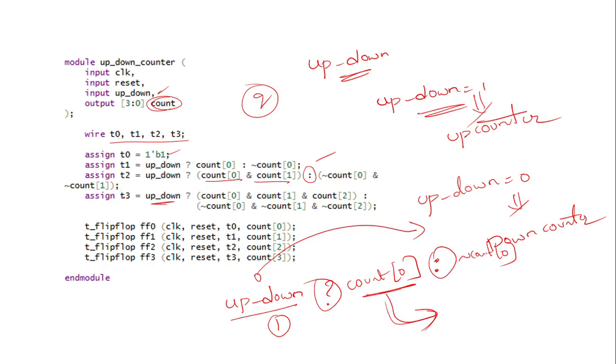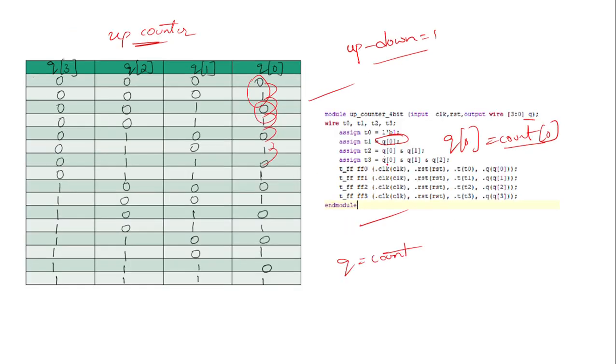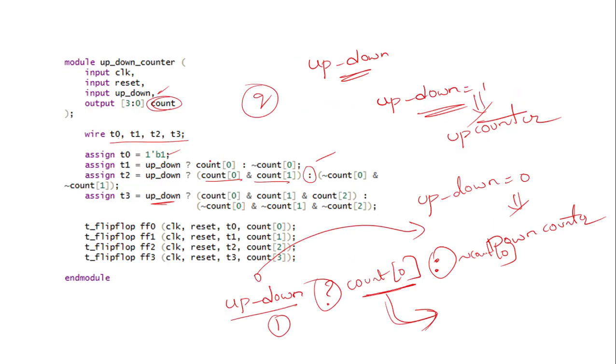So you have to write it the same as this. All that you write in the up counter, you can simply write in the up down counter also, because for both functionalities of up counter and down counter, you simply use this ternary operator in this design code. So this is our T flip-flop.